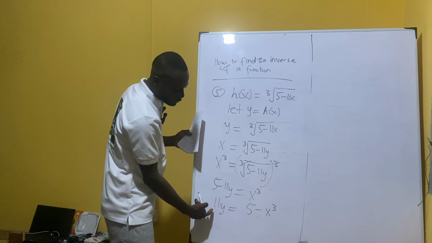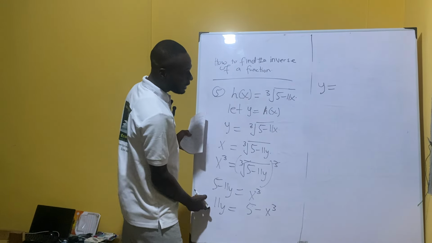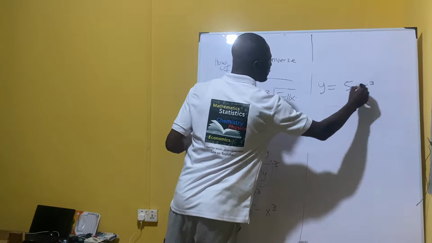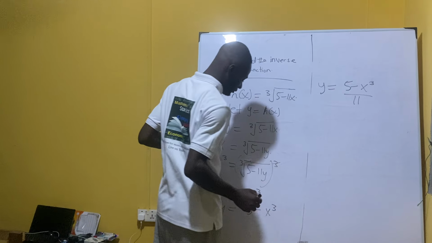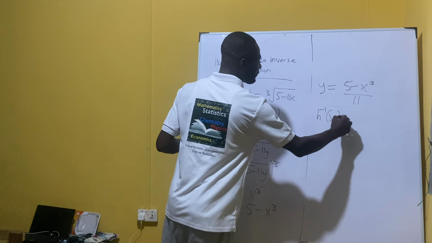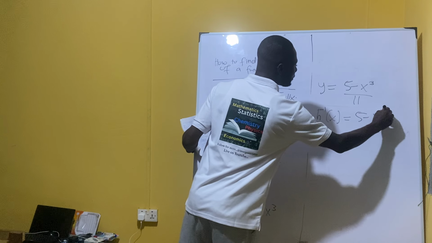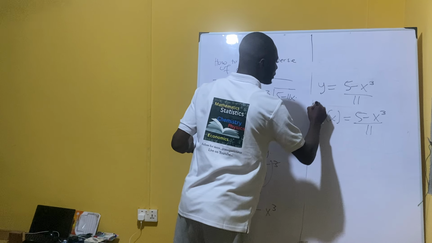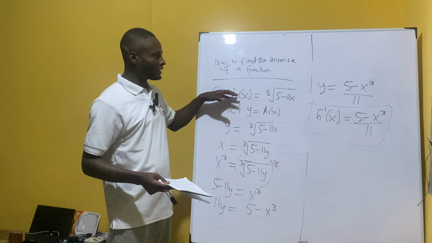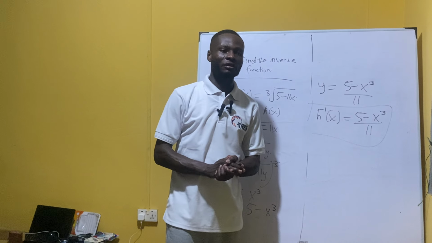We divide through by 11, and we have 5 minus x cubed all over 11, right? So this has become the inverse of the function. So it is very, very simple on how to find the inverse of a particular function.